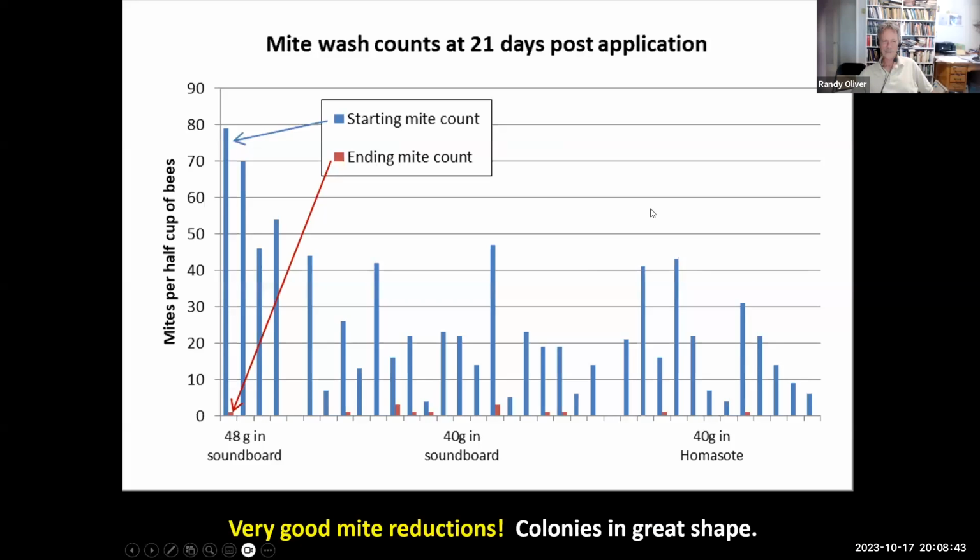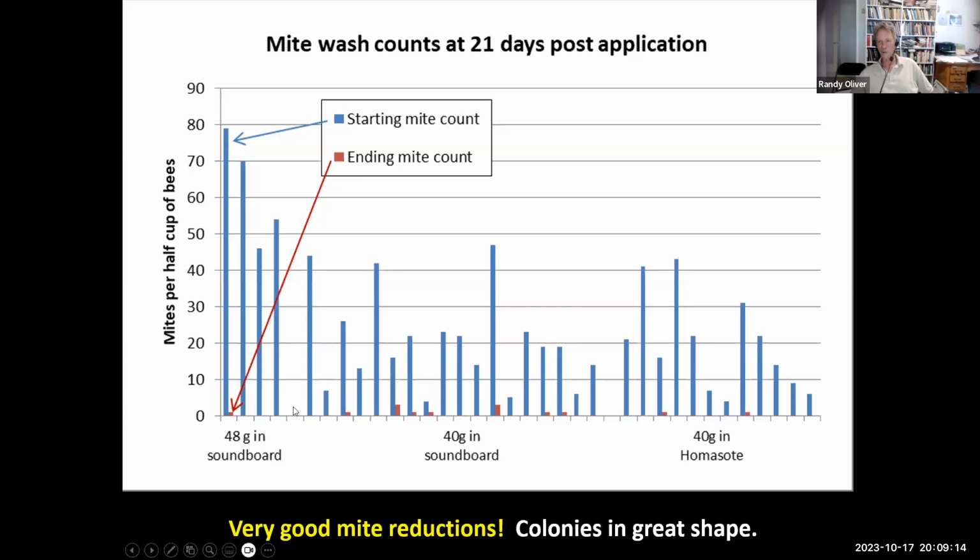Here we go. You may be curious about what happened to the mites. Well, the bad news was the mites didn't like it at all. Here's our starting mite counts in blue. Here's our ending mite counts 21 days later. If you don't see any red, that means the ending mite count was 0. Notice we started with some high mite loads. This one started with a mite wash count of 80 mites in a half cup of bees. These are up in the 40 range, and all of these are in the 20 mite range. So much higher than treatment threshold.